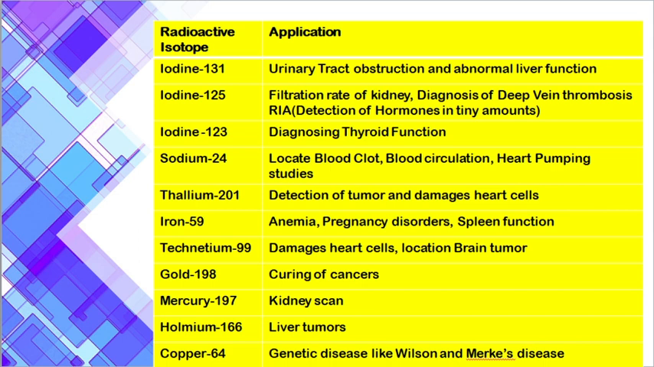and copper 64, which is used for the treatment and diagnosis of genetic diseases like Wilson and Menkes disease. So both the diseases are due to copper metabolism. In Wilson disease there will be an excessive overload of copper. In Menkes disease there will be a decrease in copper content. So that's why they are using this particular copper 64 to diagnose genetic diseases like Wilson and Menkes disease.